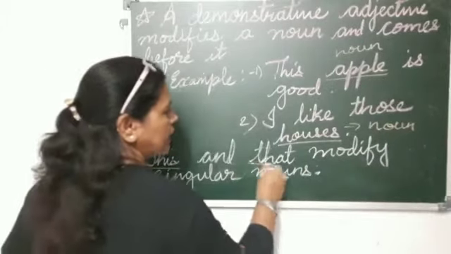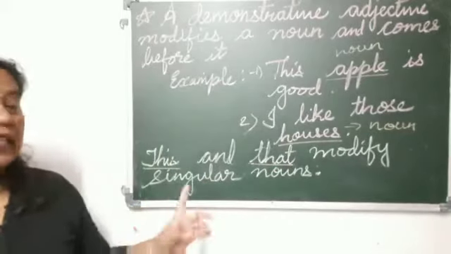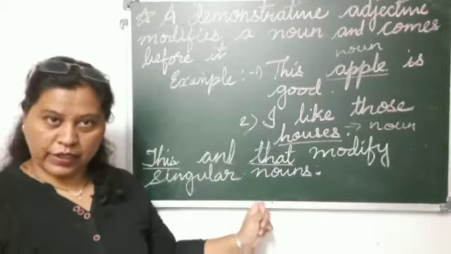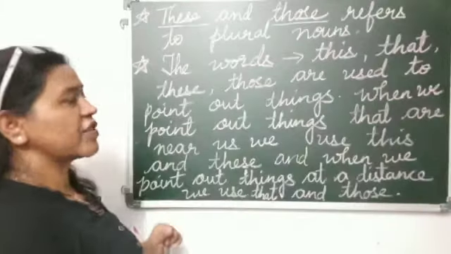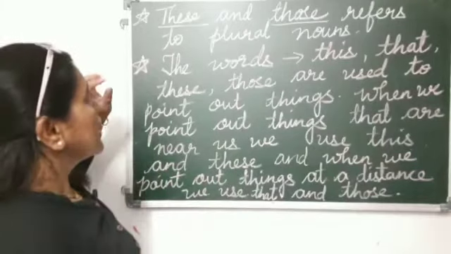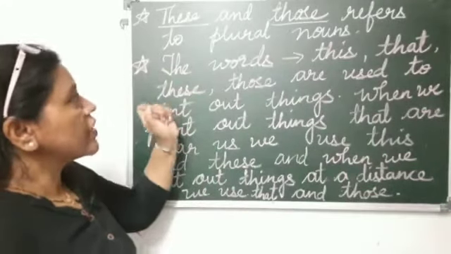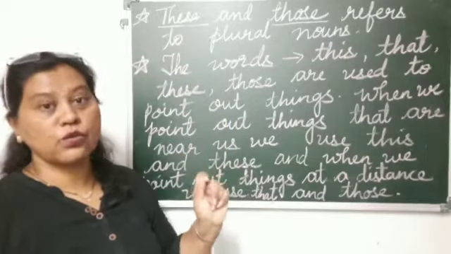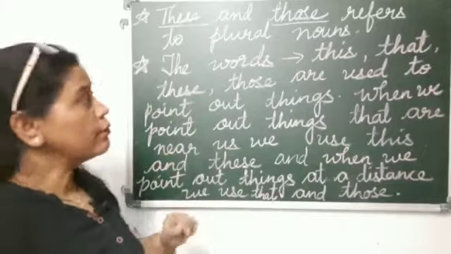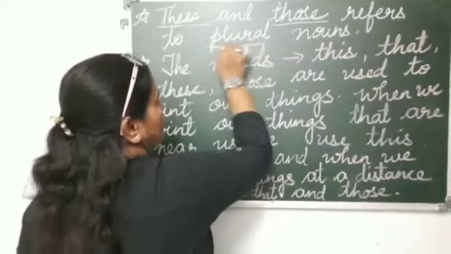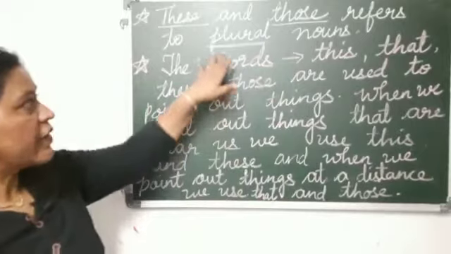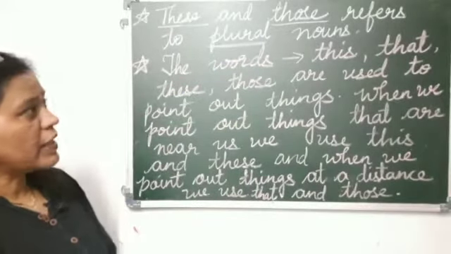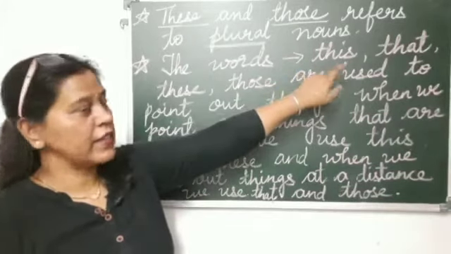This and that modify singular nouns. Now we'll move towards the next, so just pay attention and be attentive. These and those refer to the plural form of nouns, plural nouns. We can refer to plural nouns with these 2 words, these and those.